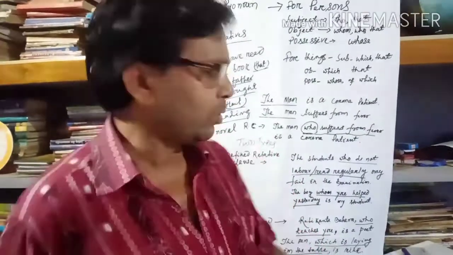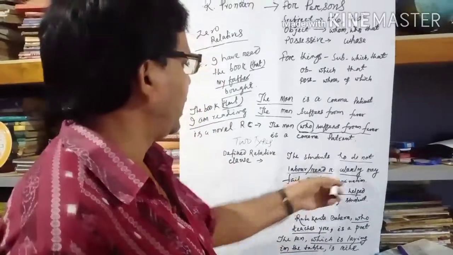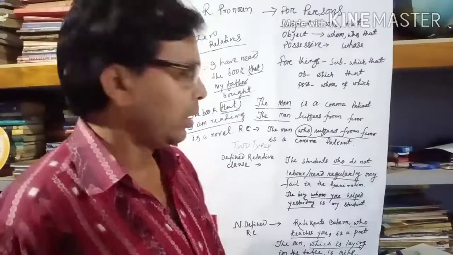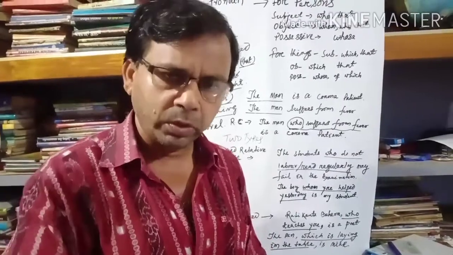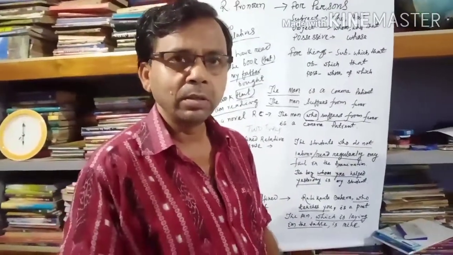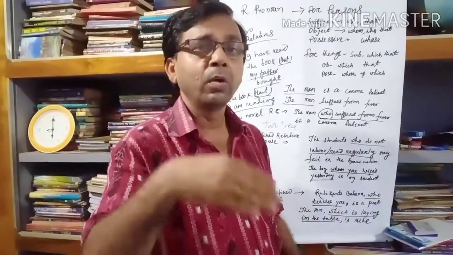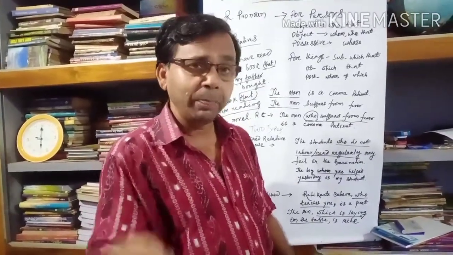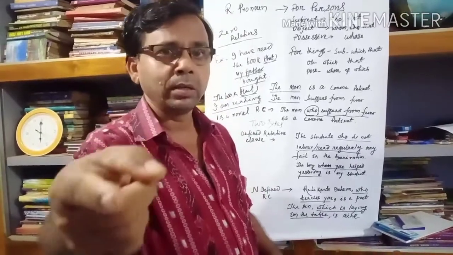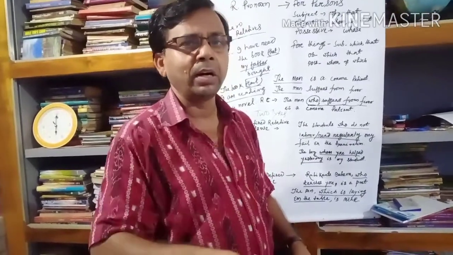Are you clear? That's why it is called defined relative clause. Identified, the students are identified. Limited, a limitation is given here: only the students who do not labor regularly may fail. The speaker is not giving importance to or talking about the students who read regularly. Rather, the speaker says the students may fail who are not reading regularly. So those who are not reading regularly is identified. That is the student's noun phrase.